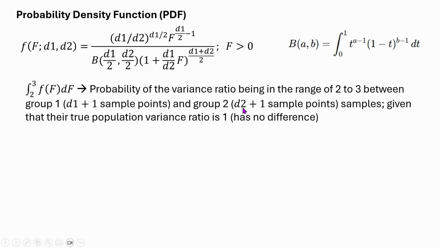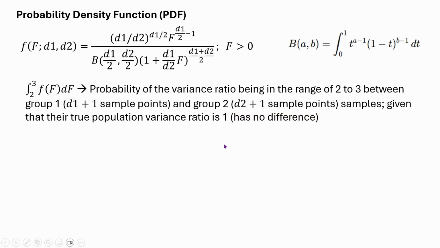So hear me out here. First of all, this F is a variance ratio between group 1 and group 2. So we need to calculate the probability of this variance ratio being in the range of 2 to 3. And we are assuming that group 1 has d1 degrees of freedom and group 2 has d2 degrees of freedom. That means d1 sample points and d2 sample points approximately in these two groups. The last part is also important. We are assuming that their true population variance ratio is 1. That means they have no difference.